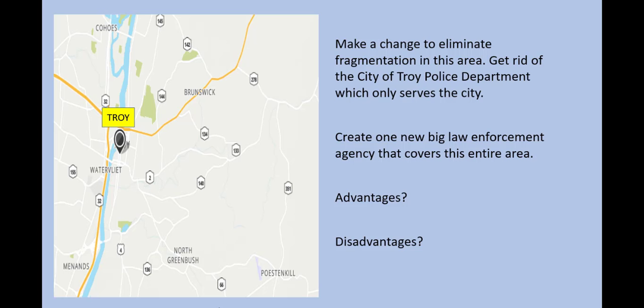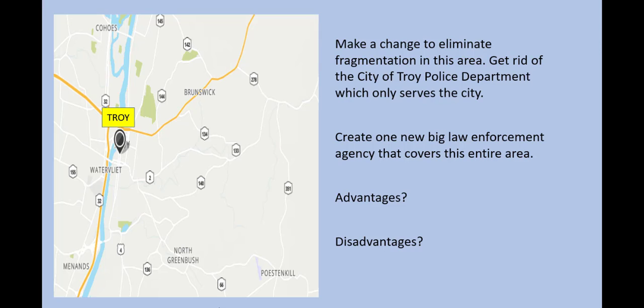So think about where the city of Troy is, and you're now a politician, you're an elected official, and one of your challenges is to improve law enforcement response in this area. And you say, all right, we have a fragmentation problem. We've got too many police agencies. We've got Cohoes, we've got Brunswick, we've got Waterville Elite. We have paid police in North Greenbush. We've got Post and Kill, which is little and further away. And we've got all these different agencies. We're not communicating well. We're not working effectively. What could we do to fix this?